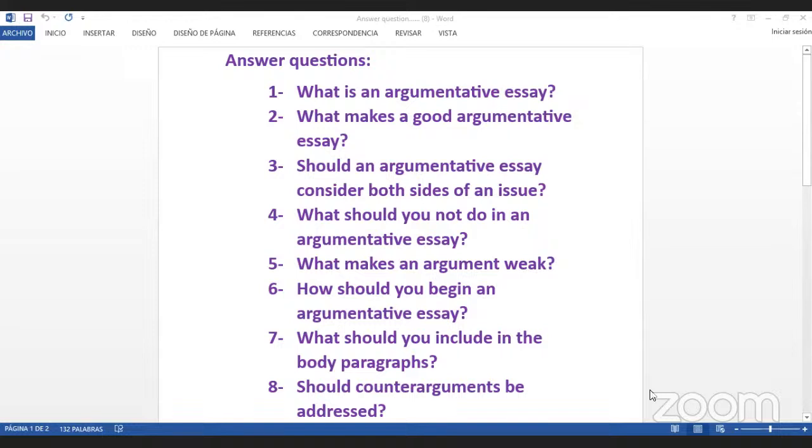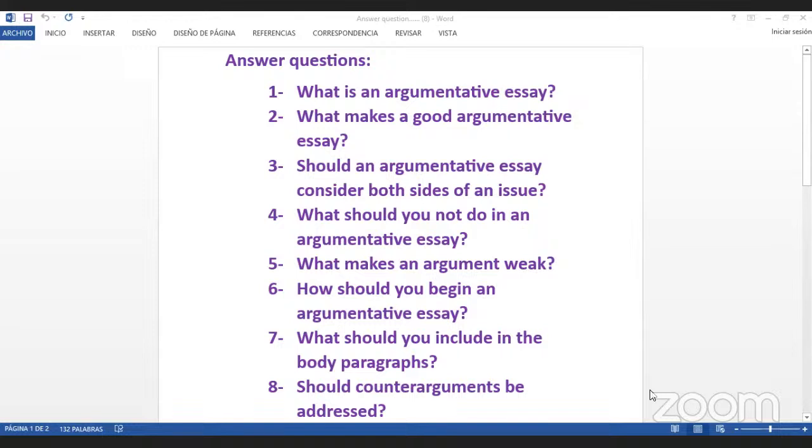Okay? Number 2, what makes a good argumentative essay? A good argumentative essay has a strong thesis statement that clearly states the writer's position. It is supported by factual evidence like statistics, quotes, and examples that the writer can show in a writing, right? It also acknowledges the counterarguments and effectively refutes them. And a strong argumentative essay will be logical, organized, and rooted in sound reasoning.